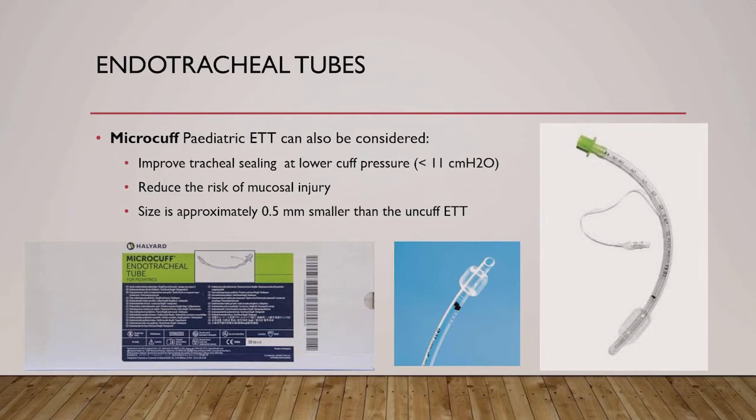So there is also a microcuff pediatric endotracheal tube available. That is the balloon over here. It is a cuff tube. And it has the advantage of improving tracheal sealing and also reducing the risk of mucosal injury. And the size should be the formula you need to estimate, but with a half size smaller. So let's say you calculate the size by the formula and it is 4 millimeter. Then if you choose a cuff tube, it will be 3.5 millimeter. However, these are all just for reference.